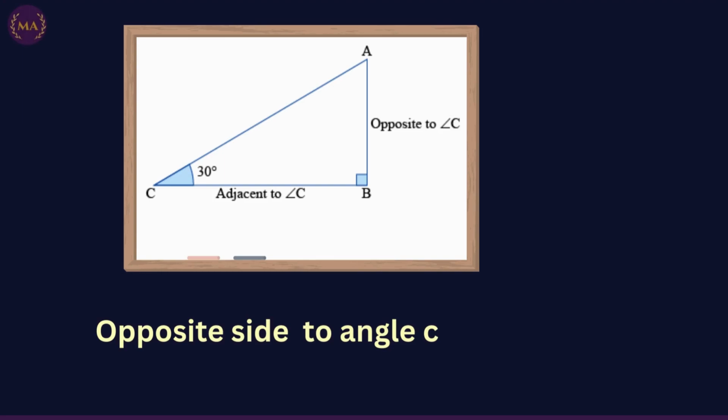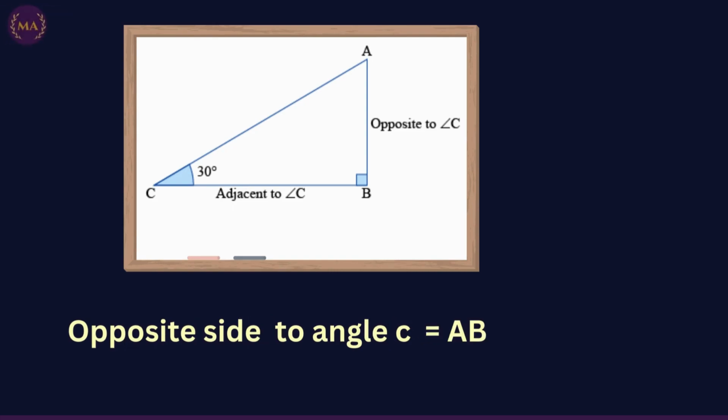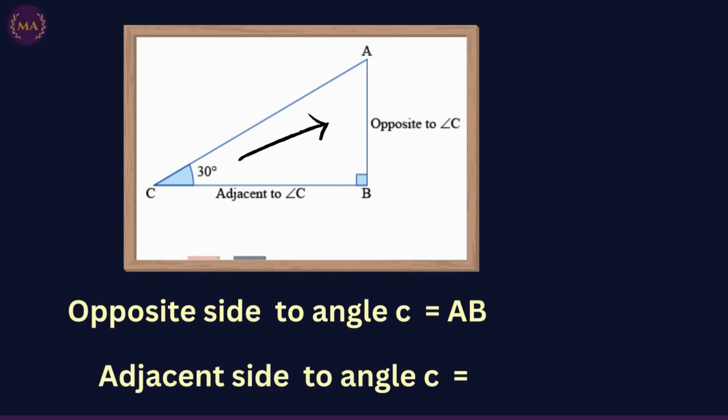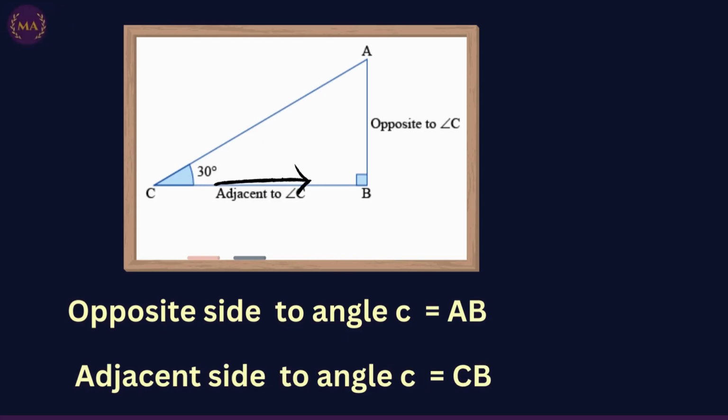Now we are going to consider a right angle triangle. Triangle ABC with angle B is 90 degrees and angle C is 30 degrees. Tell me, which is the opposite side to angle C? Yes, the side opposite to angle C is AB. Now, which is the side adjacent to angle C? Adjacent side is CB. Perfect.